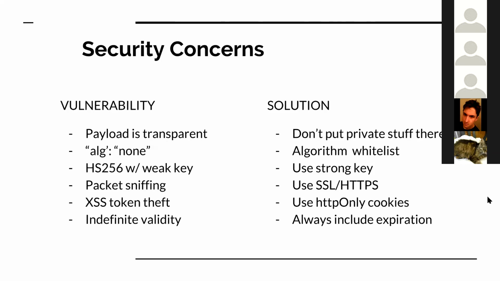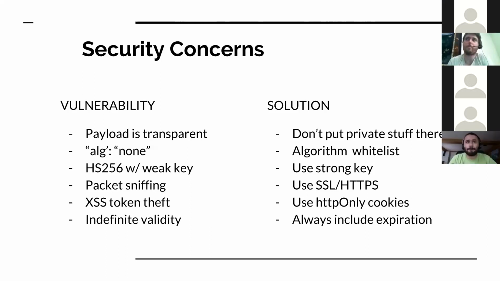The algorithm set to none, that issue. You can have an algorithm whitelist, and most of them have this built in, or at least exclude none as something possible. I know that JWT and Auth0 JSON Web Token both have that built in. But don't count on your libraries to do stuff like that for you. If that vulnerability arises, make sure that you fix it.